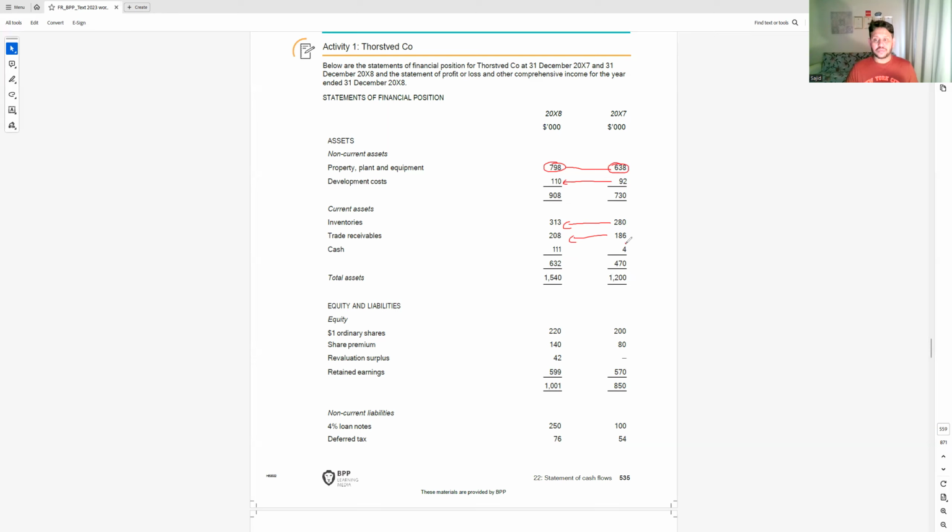So last year my cash was £4. This year my cash balance is 111. Then we have a total asset, so it's the total of these two. And then we have the equity and the liability.